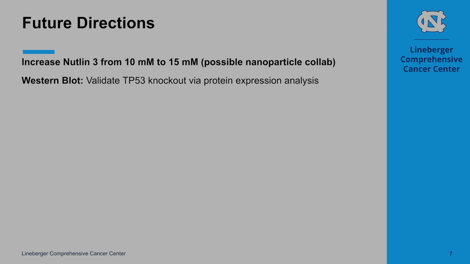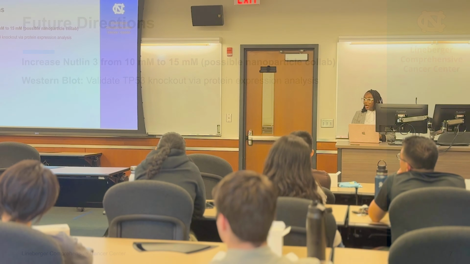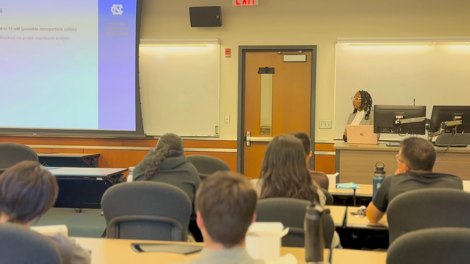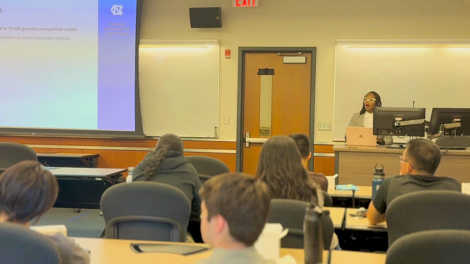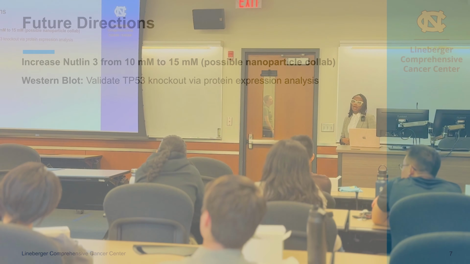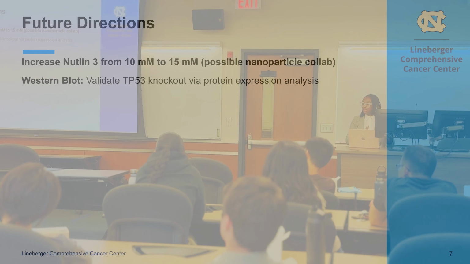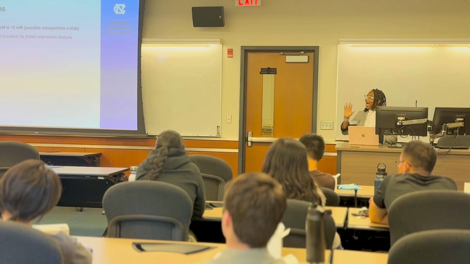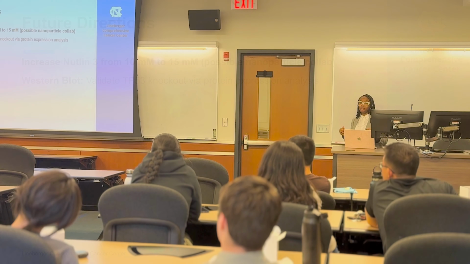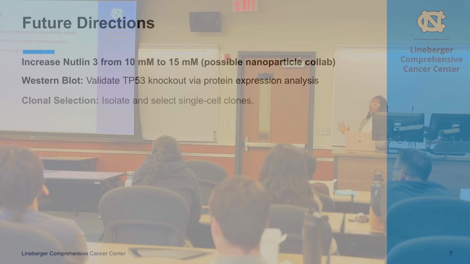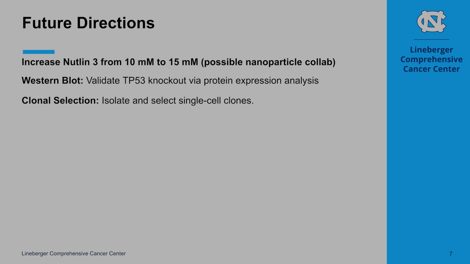And so what we did, going back to the future directions, is we increased our Nuclein-3 from 10 micromolar to 15 micromolar, and hopefully it kills the majority of the wild type cells, leaving us with more of the mutants. And we're possibly looking into a nanoparticle collab with a lab that is doing more on the chemistry side. And then we have Western blot. We're going to do a Western blot because that should be more sensitive to see if we have the full protein or not. And then whenever we do knock it out, that would be great, we're going to do some clonal selection to isolate and select single clones.